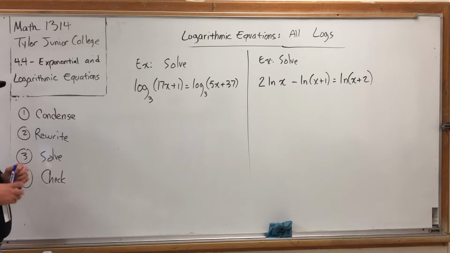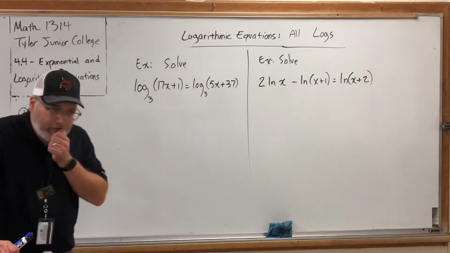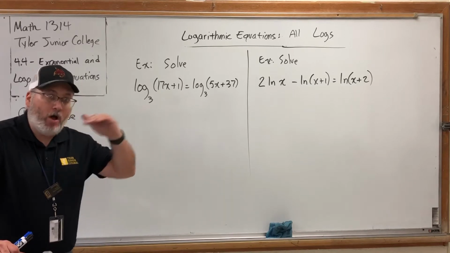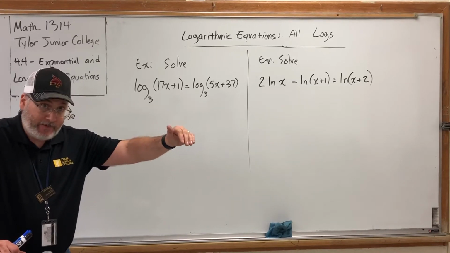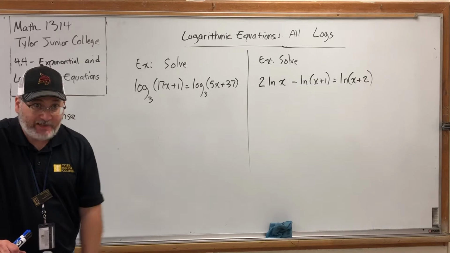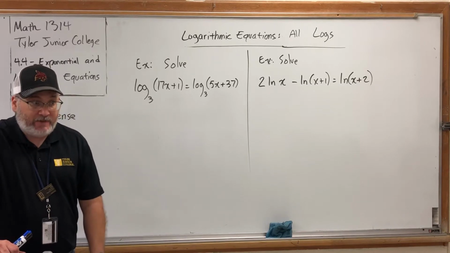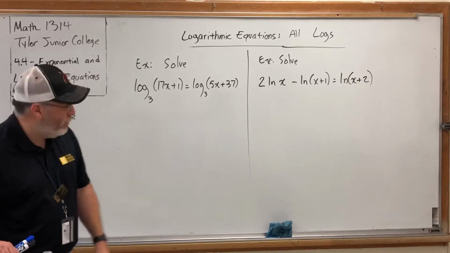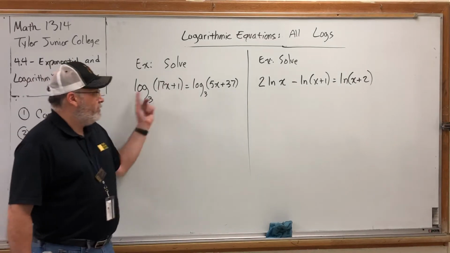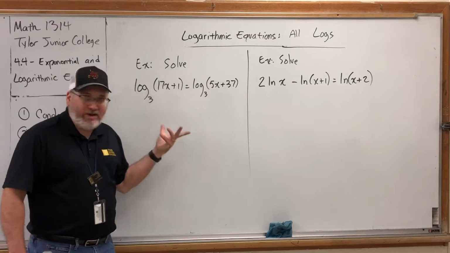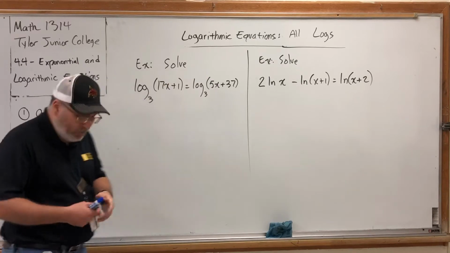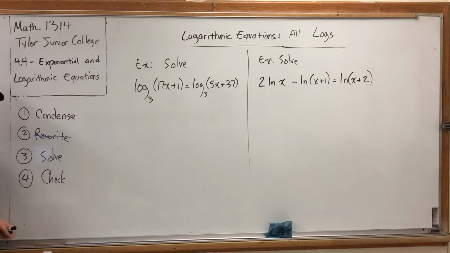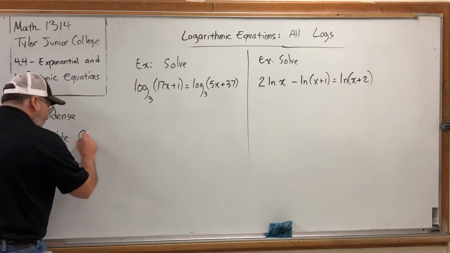So what do we do instead of rewrite? Well, we take advantage of the fact that logarithmic functions are 1-to-1. That basically means that if the outputs of 2 logarithms are equal, the inputs had to be equal. In other words, if 2 logs with the same bases are equal, then their arguments have to be equal. So we're going to change the second step from rewrite to cancel logs.